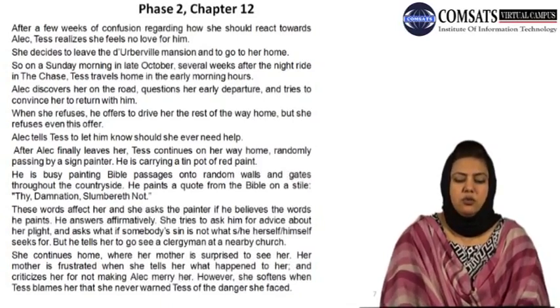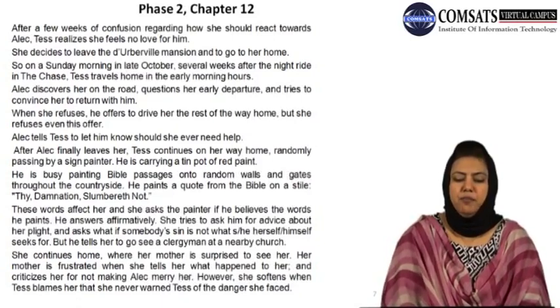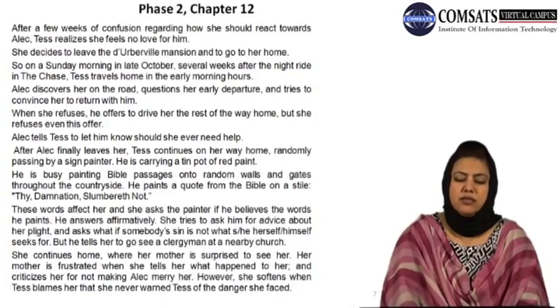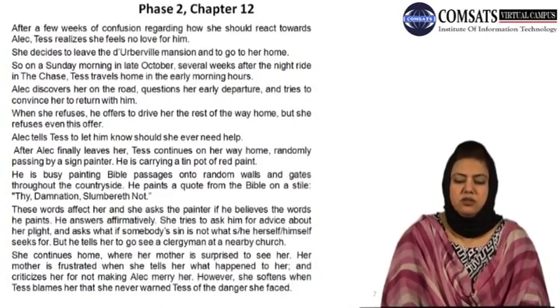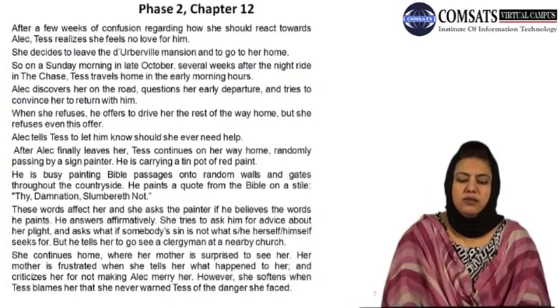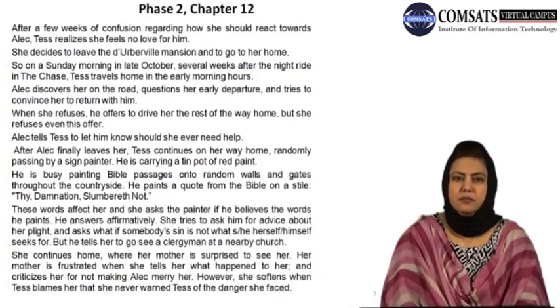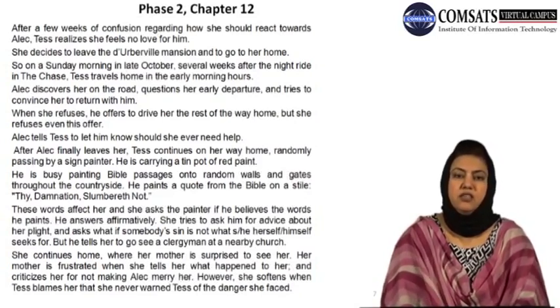She anyhow continues home, where her mother is surprised to see her. Her mother is frustrated when Tess tells her what happened to her and criticizes her for not making Alec marry her. This is the mother who criticizes Tess that she could not convince Alec to marry her. However, the mother softens when Tess blames her that she never warned Tess of the danger she faced.